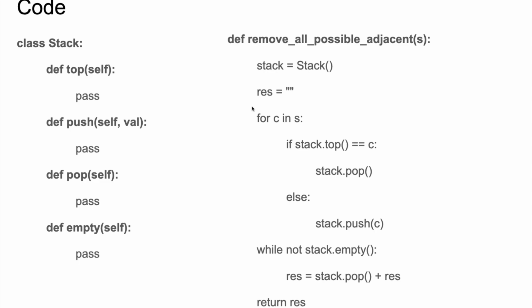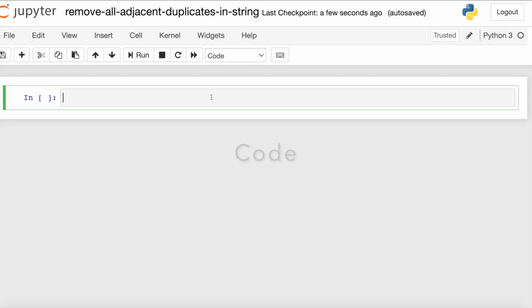Once we have finished iterating over all the characters in the string, we are going to pop from the stack till the stack becomes empty. And while popping each character from the stack, we are going to prepend it to res, and in the end return res. Let's run the code. Let's start by quickly implementing the class Stack.